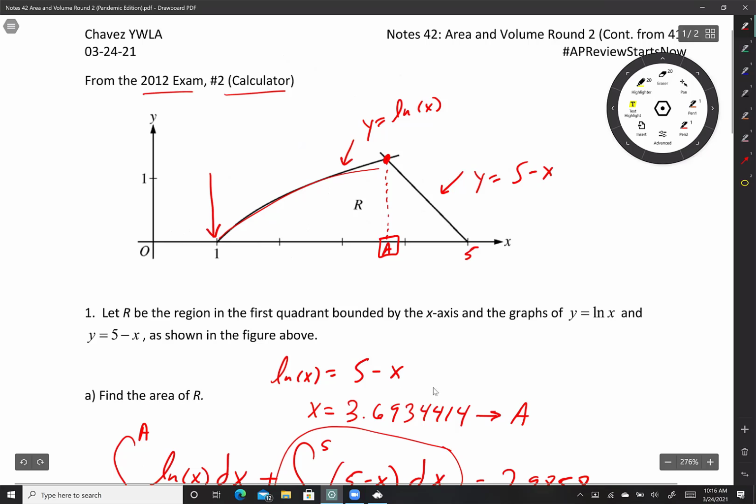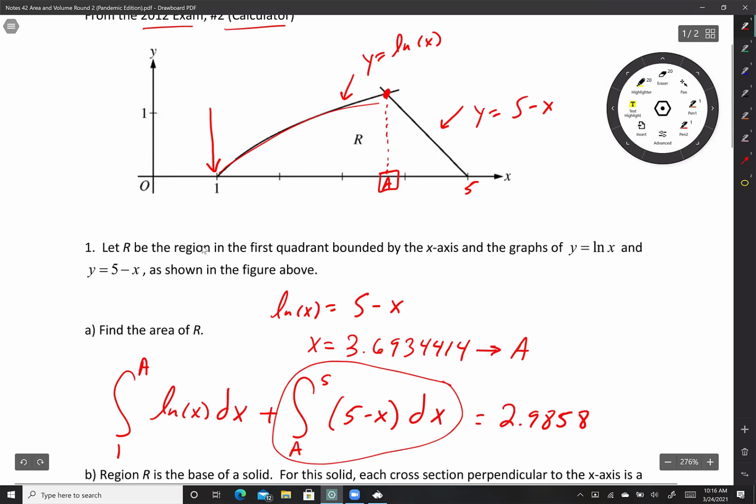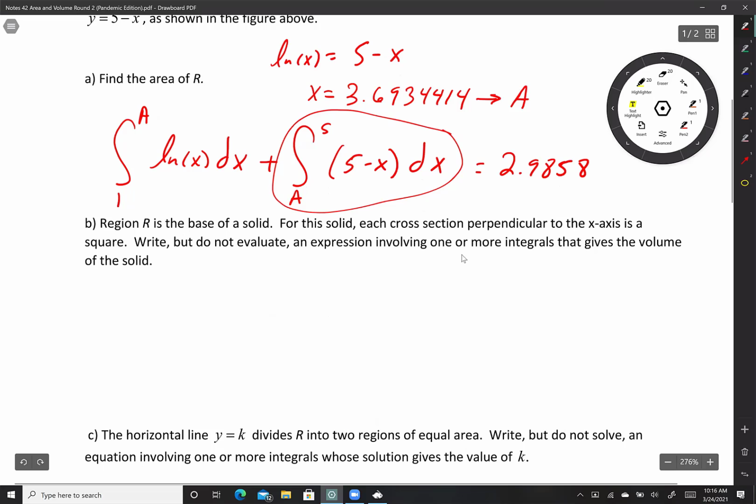For this solid, each cross-section perpendicular to the x-axis is a square. So it's a weird shape. It's coming out of the paper. The biggest square is right here where A is at, because that's the biggest side. But do not evaluate an expression involving one or more integrals that gives the volume of the solid.